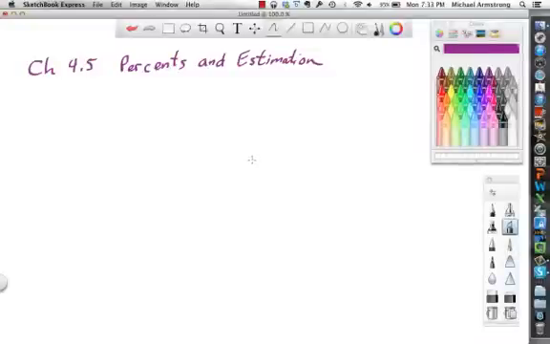Okay, here we are, chapter 4.5, estimation. We are estimating, which means we'll be doing some things like rounding and just thinking about numbers. The first thing they want us to do is recognize the common fraction equivalences or conversions.